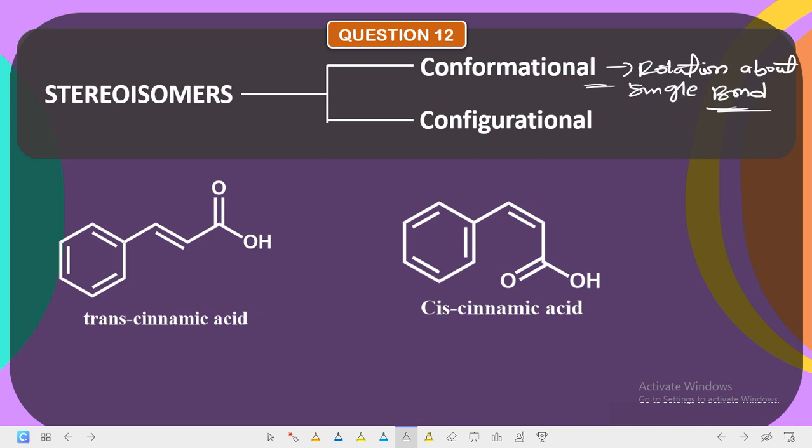So all compounds that differ due to rotation about a single bond are called what? Conformational isomers. Why configurational isomer? We are going to look at them in detail.